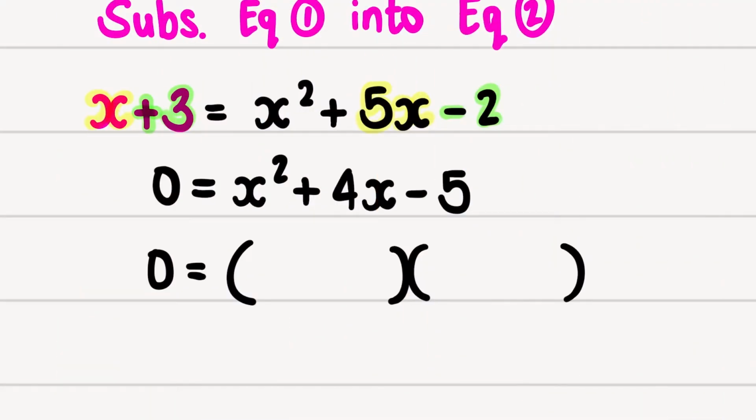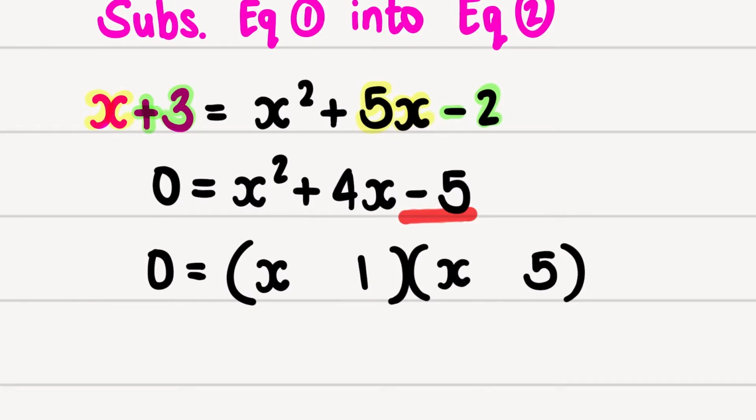To solve this, I'm going to look at the quadratic equation. I look at my third term. My third term is negative 5. That means that the signs are going to be different, and I'm subtracting the factors of 5 to give me 4. X squared factored becomes x and x. There's only one set of factors of 5, which is 1 and 5.